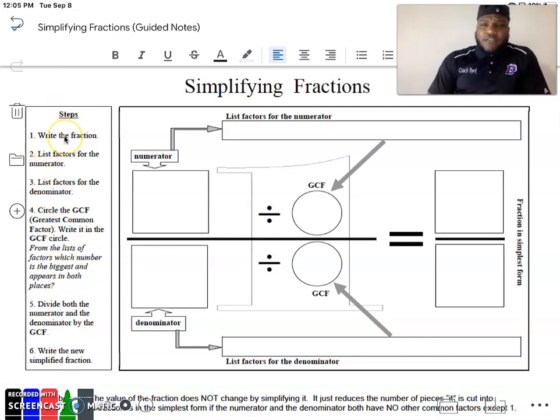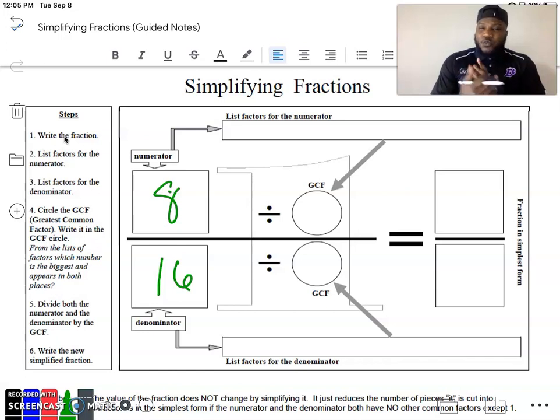And the first one, it says write the fraction. So we're going to start off simple. Our first fraction is going to be 8 over 16. We're going to do 8 over 16. And what we want to do is simplify this fraction until we cannot simplify it no more. The second thing it tells us to do right here, it says list the factors for the numerator. So our numerator in this problem is 8.